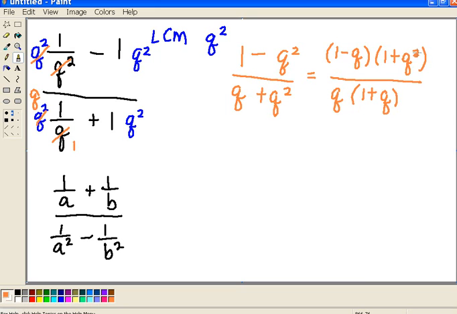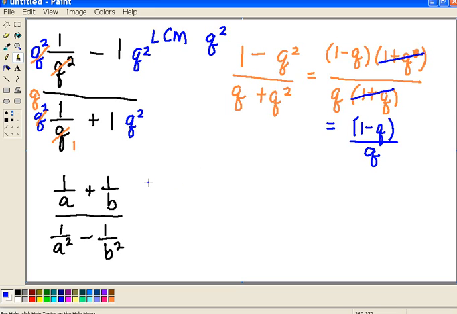Whoops, this should not be a q squared. It should just be a q. Sorry about that. You are not seeing things. I am wrong. Okay, so now notice that 1 plus q cancel, and then we are left with just 1 minus q over q. And that's our answer in simplest form. Again, if you get to this part, you're doing it correct. Just look to see if it can be further simplified.